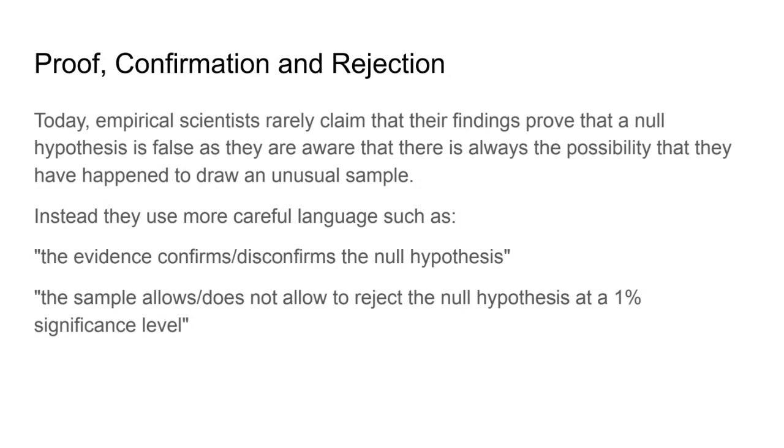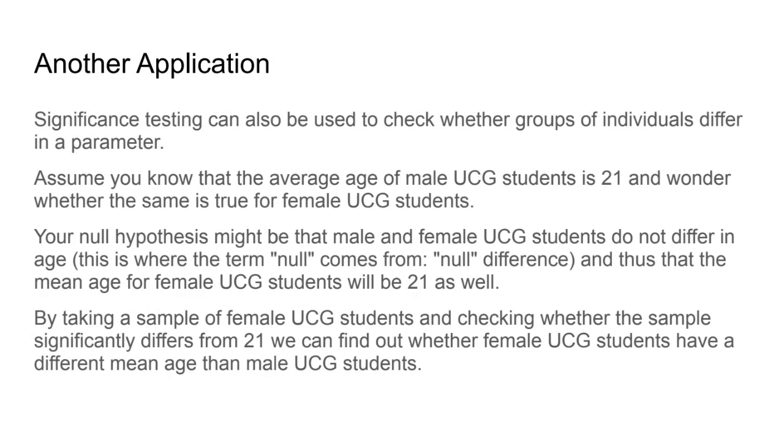I want to go over one more way in which we can use this type of statistical reasoning. It is very closely related and works in exactly the same way, but sounds a little bit different. We can use significance testing also to check whether two groups of individuals differ in a particular parameter. So assume, for example, that you know the average age of male UCG students, and you wonder whether the same average age holds for female UCG students.